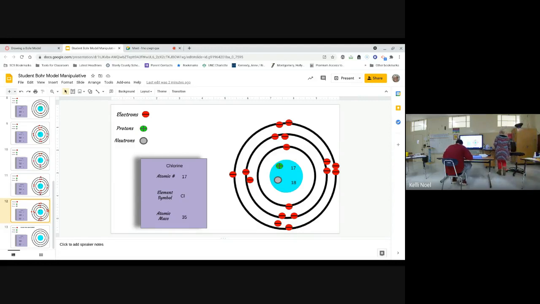So, our new time, atomic mass minus the atomic number. Yes.